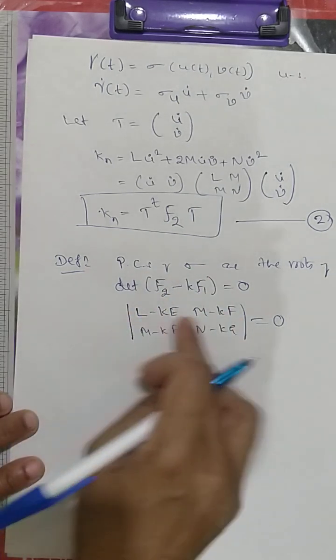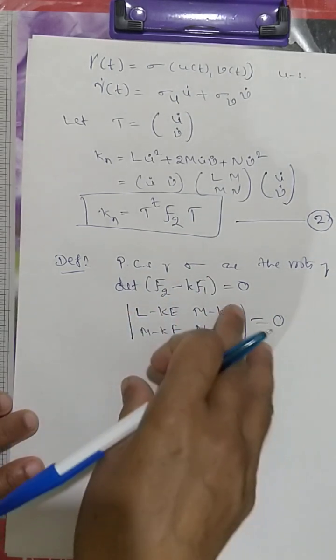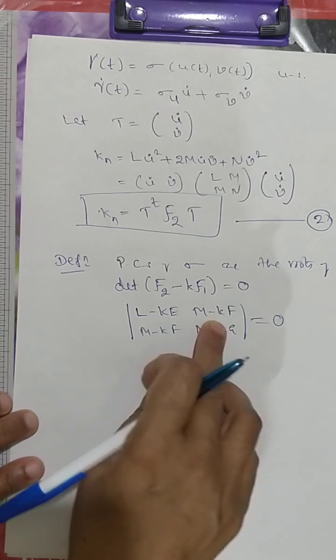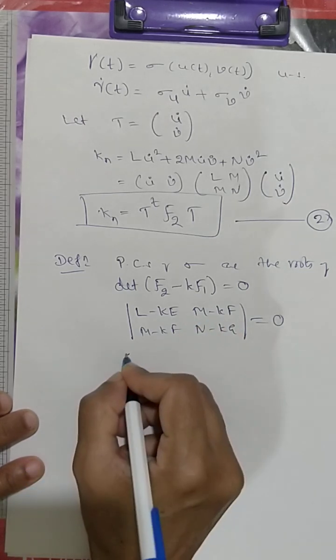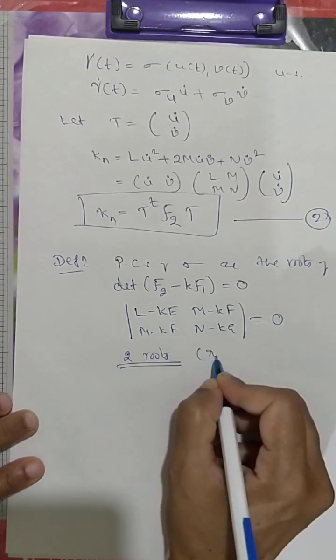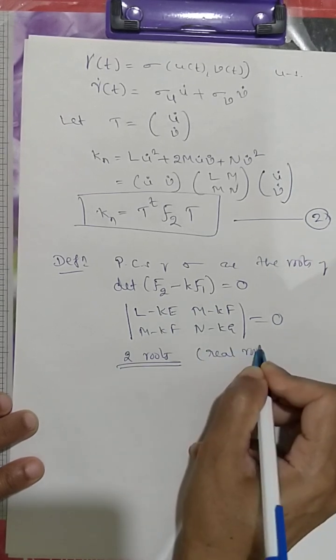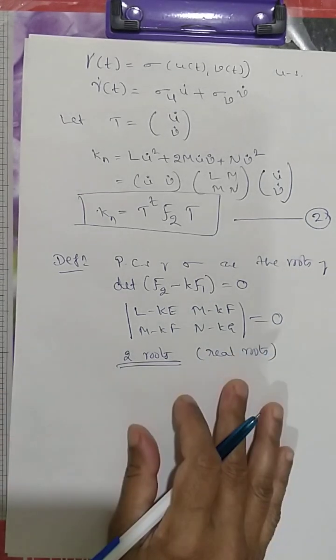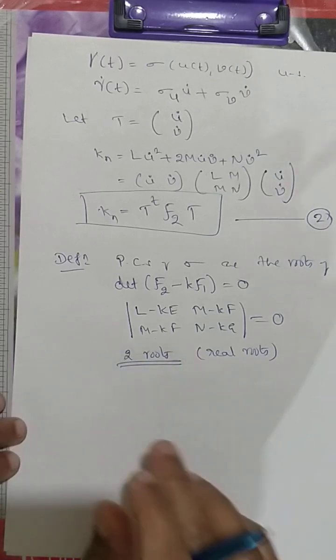Now when you expand it, you will see that it's a quadratic equation for K. So how many roots will be there? There will be 2 roots. It's a quadratic equation, so there will be 2 roots. They are in fact real roots. We are going to prove in the next class that they are real roots.